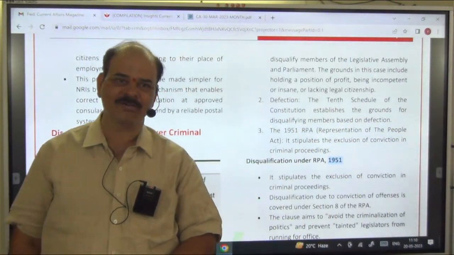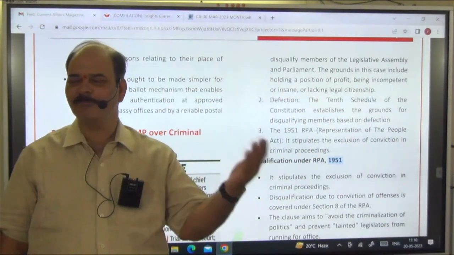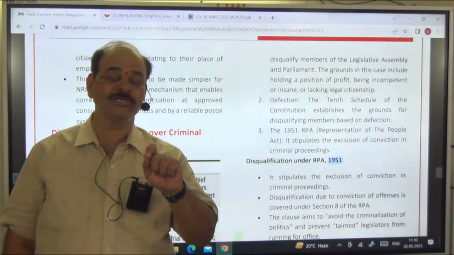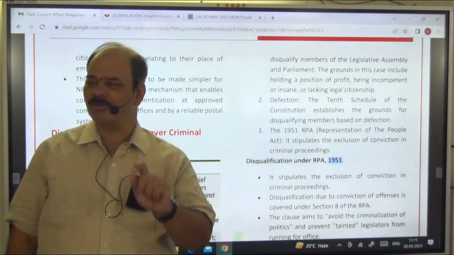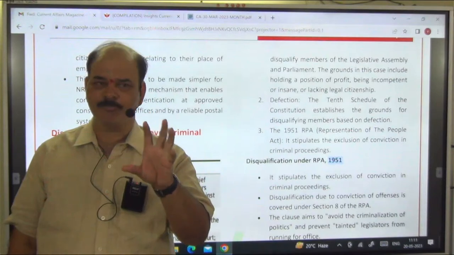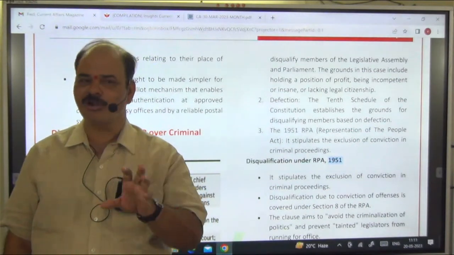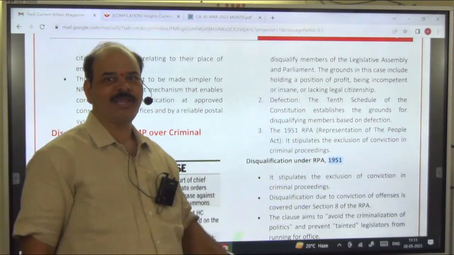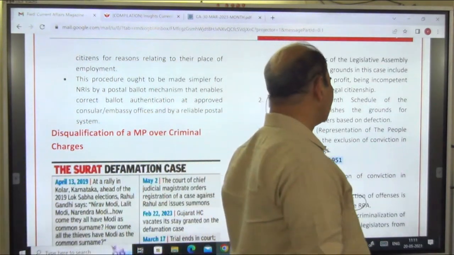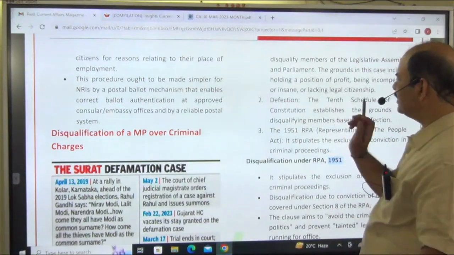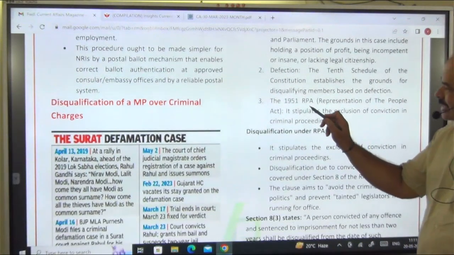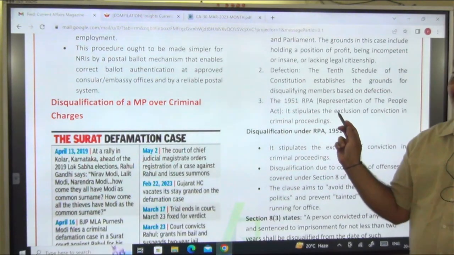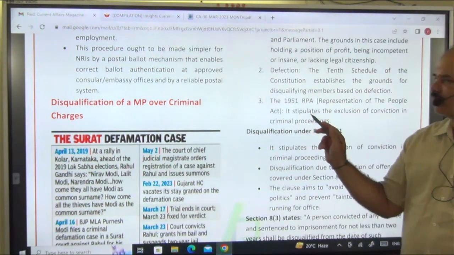Suppose I get elected from TRS or BRS and jump into another party, that is called defection. And if you act against the order of the party, there is one post in India that will issue the order. What is the name of that post? Whip. If you do any wrong to the whip, then you attract defection. And this is a case where a person convicted for not less than 2 years will be disqualified.